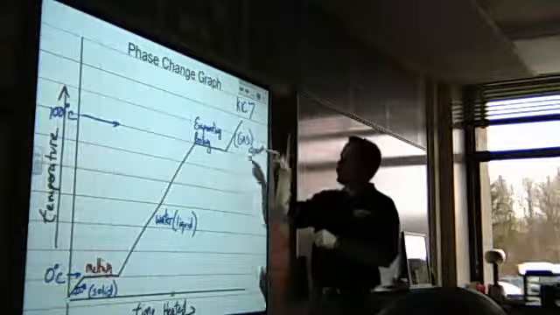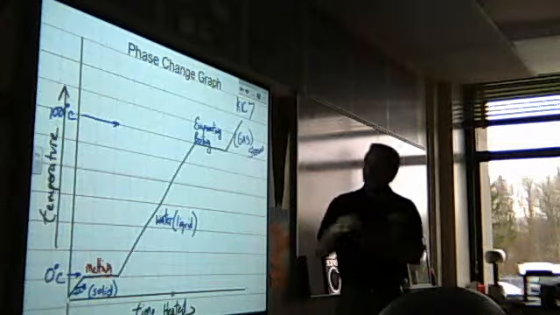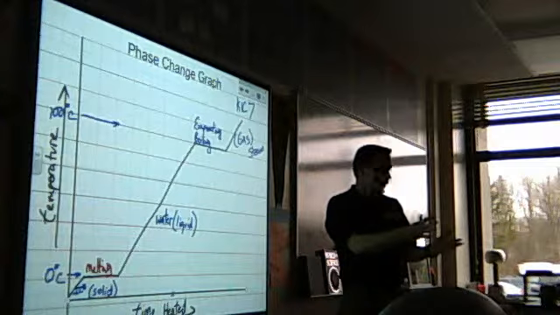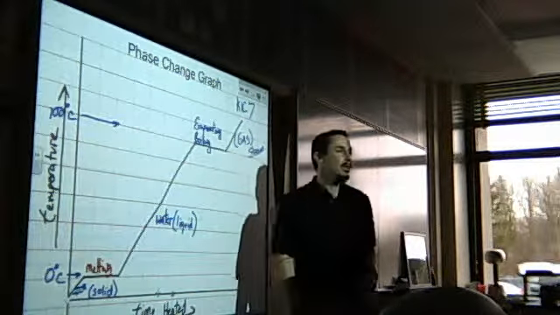So this little shape here is called our heating curve, or our phase change graph, and it's very similar to what you made in the lab. You guys just came up with it kind of on your own, which is kind of cool.